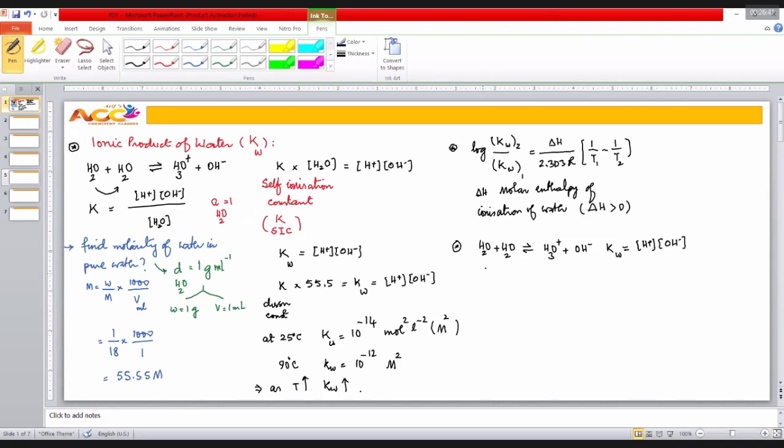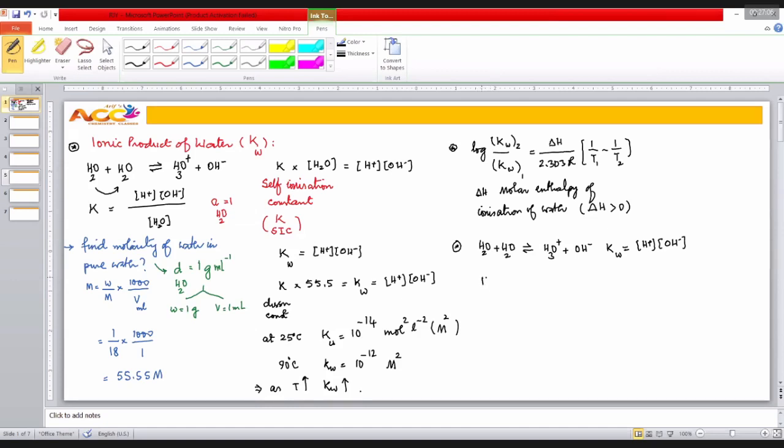Suppose one of you says, sir, is it necessary that you should take only water? Can't you apply this concept for any other substance? You can simply say, sir, you are taking one water molecule in such a way that one is behaving as a donor, the other is behaving as an acceptor. If this property is also available with any other solvent, yes, your thinking is right.